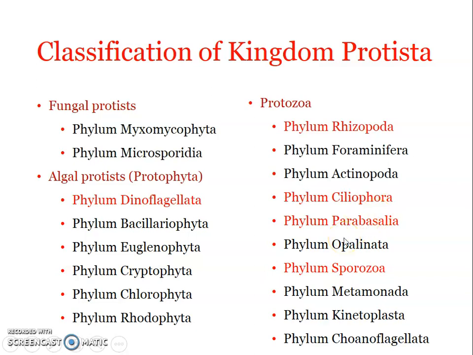The next group is phylum Parabasalia. It includes protists which are flagellate, unlike Ciliophora, and they are anaerobic. We will be dealing with it in detail in the coming presentations. The next we have is phylum Opalinata, which are cilia-bearing protists. They are comparatively large and are endosymbionts, which means they live inside another organism. They usually inhabit the colon, rectum, or cloaca of fishes, amphibians, and reptiles.